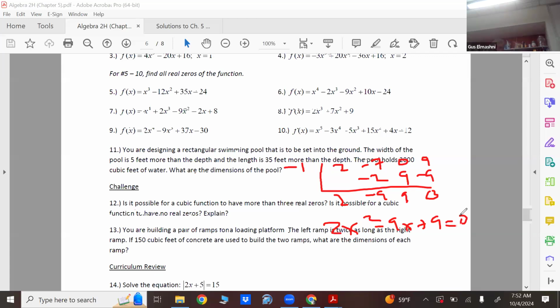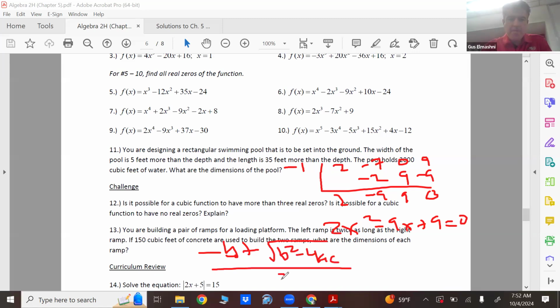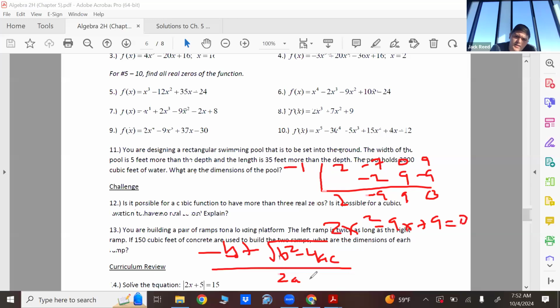Okay. So yeah, it's negative b plus or minus square root of b squared minus 4ac all over 2a. Remember that? Yes. Yeah, so you could do that, right? You could plug in negative 9 for B, 2 for A, and 9 for C.